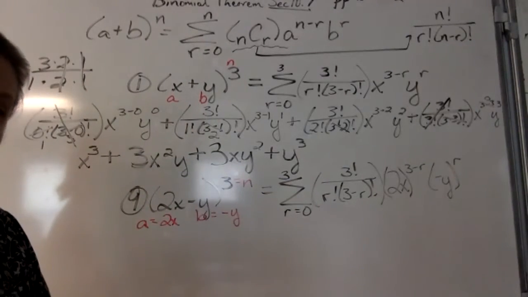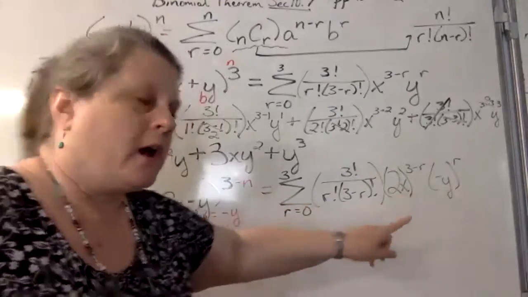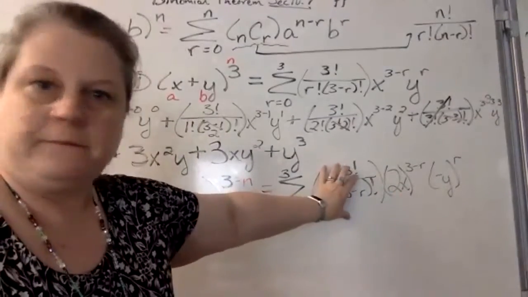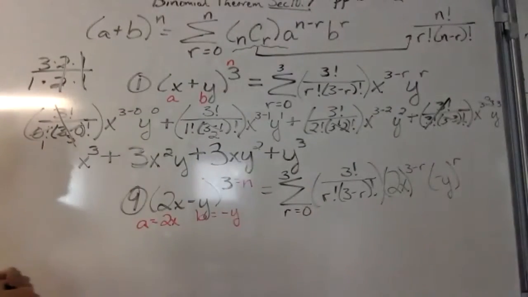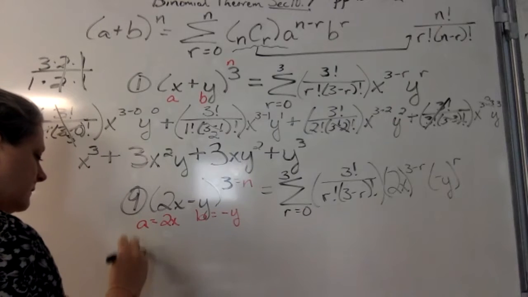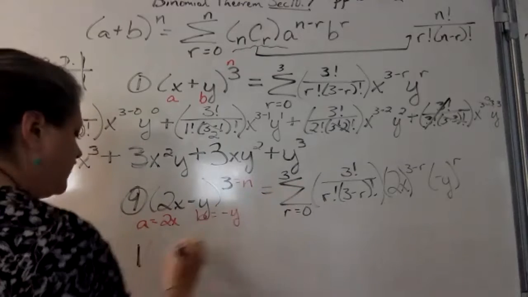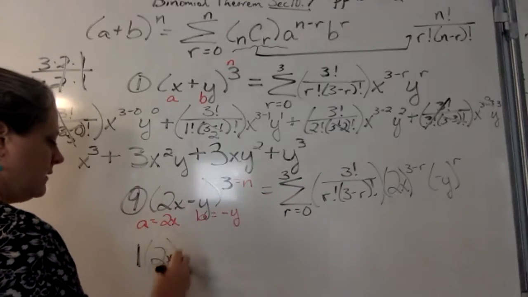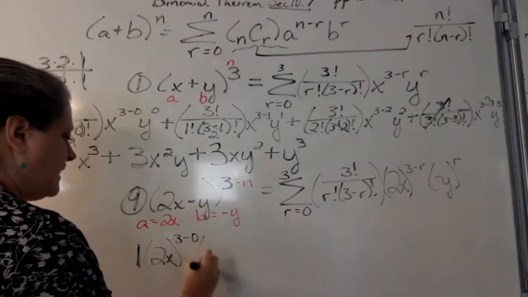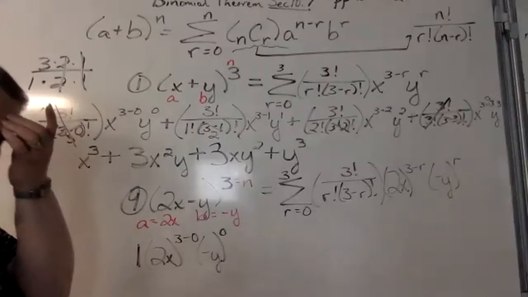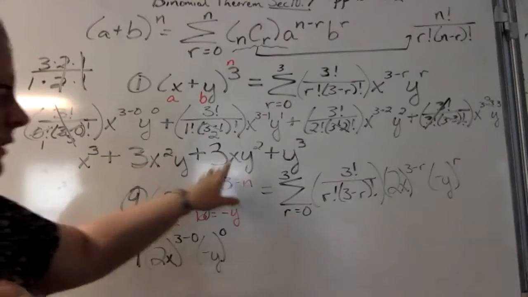What's different though on this one is because this had a coefficient in it too. So we're still going to have to do a little bit of work. But do we need to bother to do this part again? No, we're not going to do all that part again. We already did it. So the first one's going to be 1, because we found out this part's 1, right? Times 2x to the 3 minus 0, because we do when r is 0 first, and negative y to the 0.